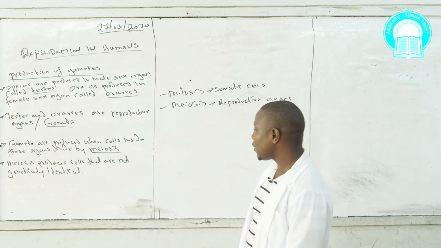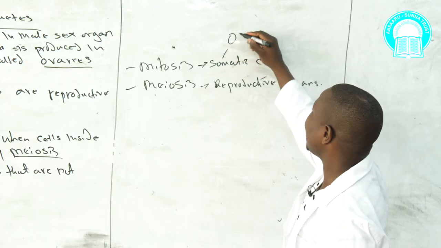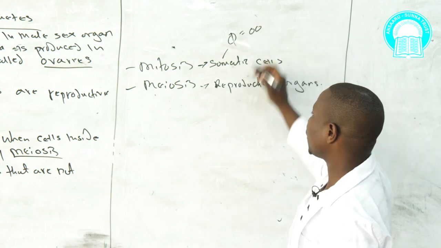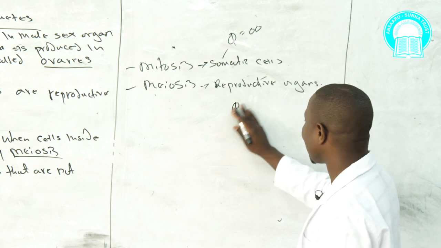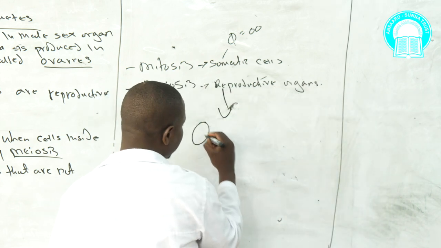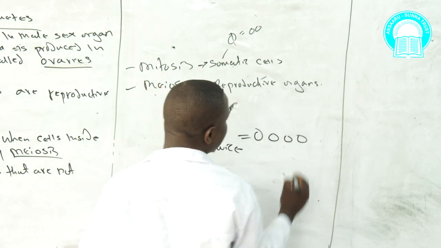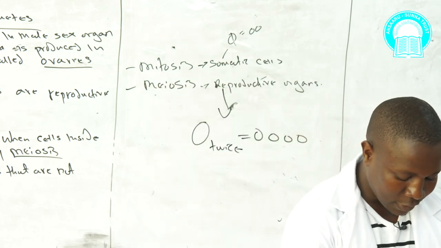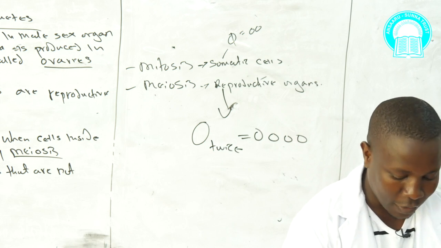Meiosis. In meiosis, the cell divides twice. So in mitosis, one cell is going to give us how many? Two cells. But here, one cell is going to divide twice to give us four daughter cells. That's the main difference between meiosis and mitosis.